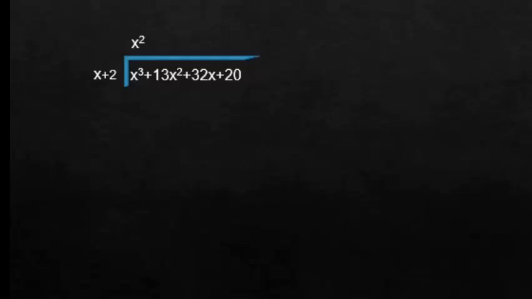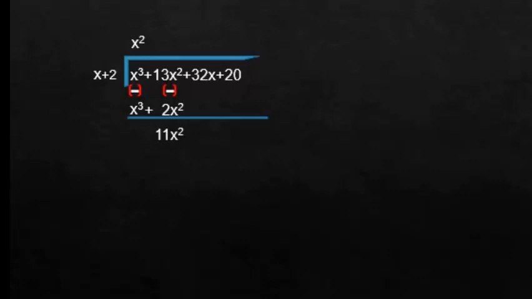Okay, is it clear? Now you multiply x square and x, as you do in normal division also. X square multiplied by x gives you x cube, which you write down, and x square multiplied by 2 gives you 2x square, which you write below 13x square. Now as in normal division, you subtract. X cube minus x cube gives you 0. 13x square minus 2x square gives you 11x square.